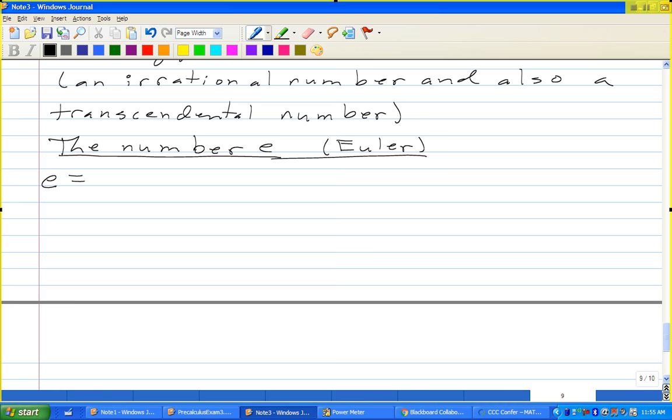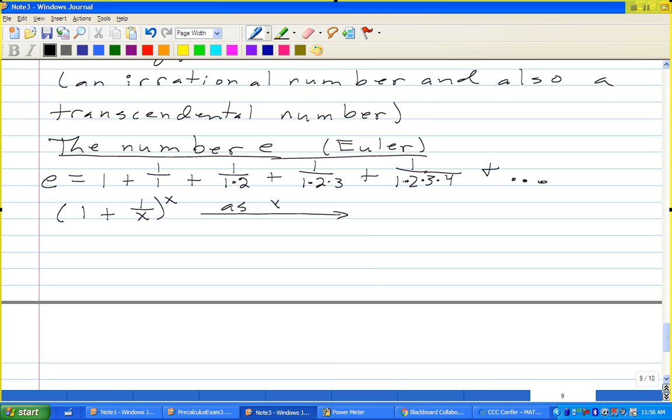e is just the number found by adding 1 plus 1 over 1 plus 1 over 1 times 2 plus 1 over 1 times 2 times 3, 1 over 1 times 2 times 3 times 4, etc. So just keep adding up all those numbers. If you add up all those numbers, you get the number e. Similarly, I can think of e as the following. Take 1 plus the reciprocal of some number and raise it to the power of that number. Then, if I let x be very large, it will approach this number e.